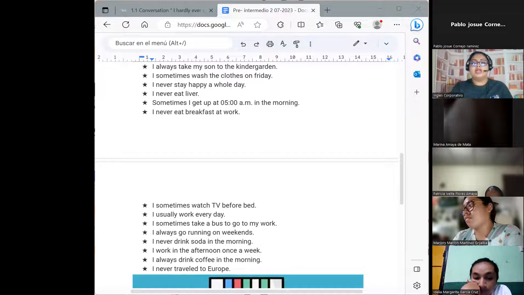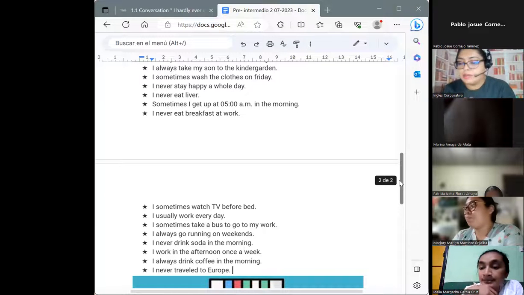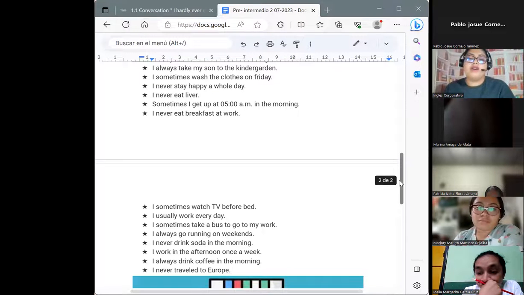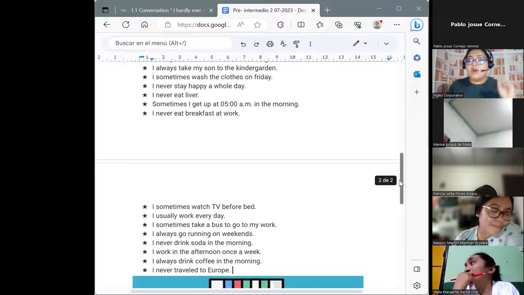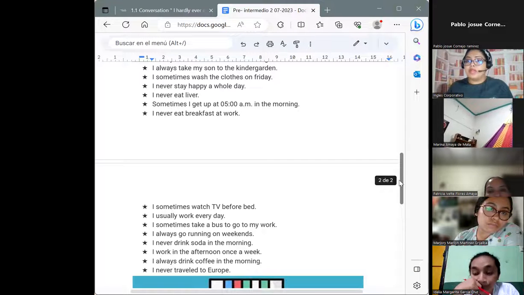We have different statements here that we can use to express different activities or different things that we do during our week. Aquí hay diferentes actividades, diferentes cosas, diferentes situaciones que pueden pasar, ¿verdad? Durante la semana. En este caso, pues vamos a ver algunas de ellas. In some cases, it is related to waking up, to drink some kind of a beverage, to eat breakfast or not, to do exercise, to spend time with our family or something like that. But we can see different activities here that we perform. And also we are using the adverbs of frequency.